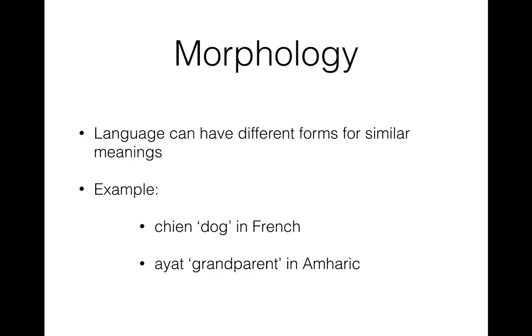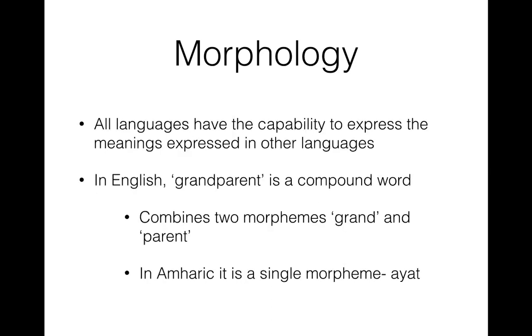Or the word for grandparent in Amharic is ayat. And in English, as you know, it's a complex word, it's a compound word. You take the word grand, you take the word parent, you put it together, you get grandparent, versus in Amharic, it's actually a single morpheme, right?